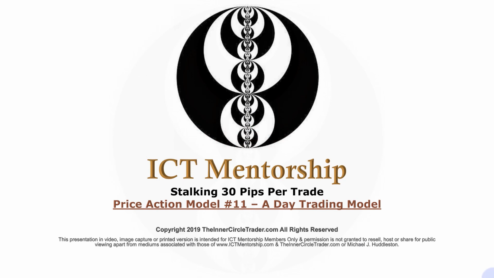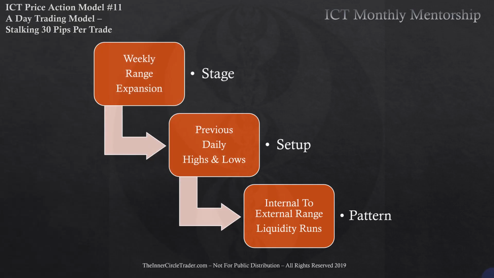Okay, folks, welcome back. This is price action model number 11. This is a day trading model, and it's going to be specifically dealing with stalking setups that provide a potential of 30 pips per trade. Okay, so the ICT price action model number 11, day trading model, stalking 30 pips per trade.